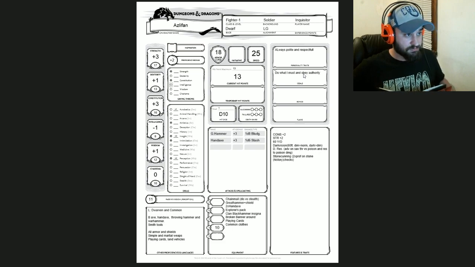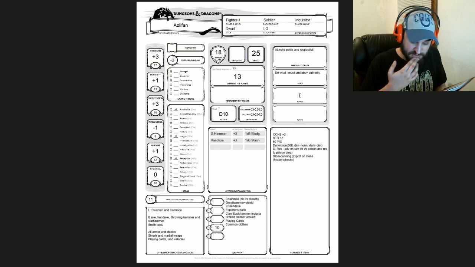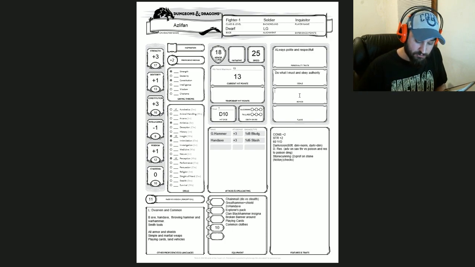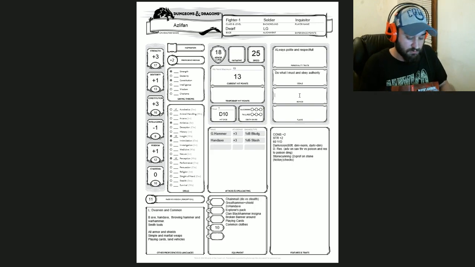The bonds, let's see what we have in the bonds. I would still lay down my life for the people I served with. Someone saved my life on the battlefield. To this day I will never leave a friend behind. My honor is my life. I'll never forget the crushing defeat my company suffered, or the enemies who dealt it. Those who fight beside me are those who are worth dying for. I fight for those who cannot fight for themselves. So I really like the last one, since we're lawful good. And we're going to go with: I fight for those who cannot fight for themselves.